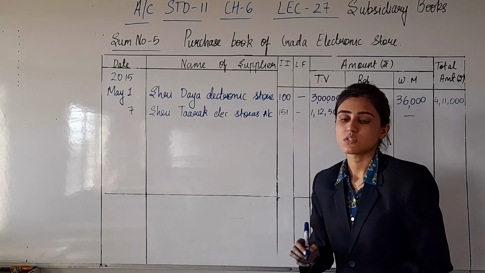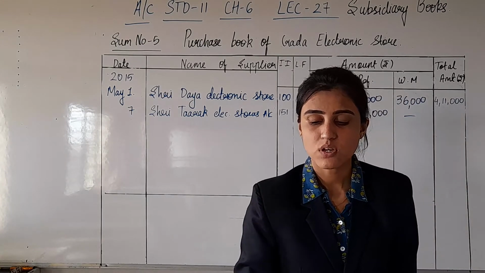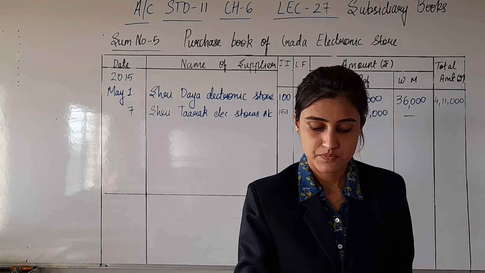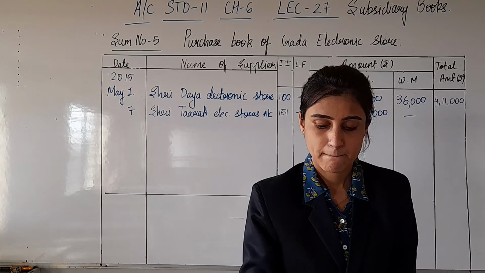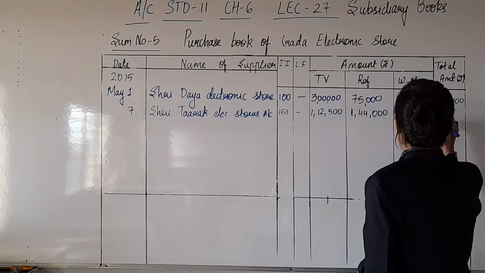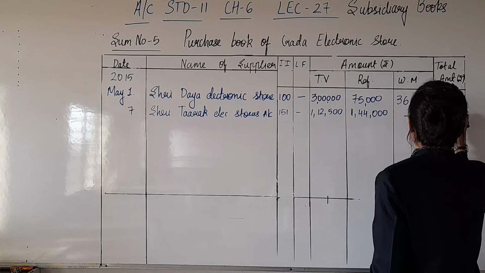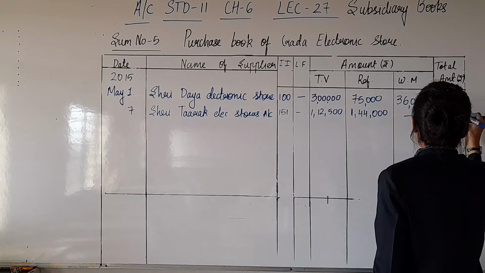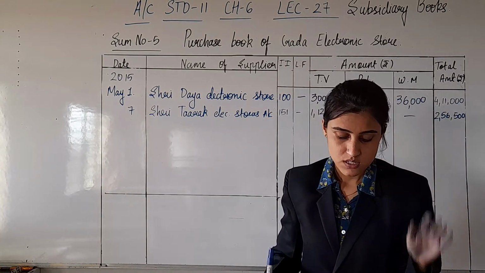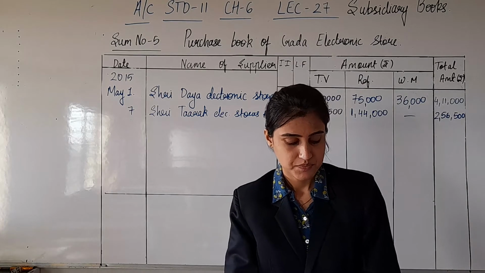So now what is the total? 1,44,000 plus 1,12,500 is 2,56,500. Yes, and the transaction is recorded completely.